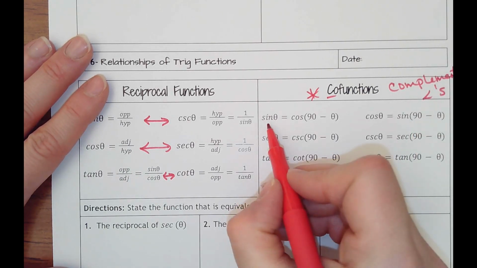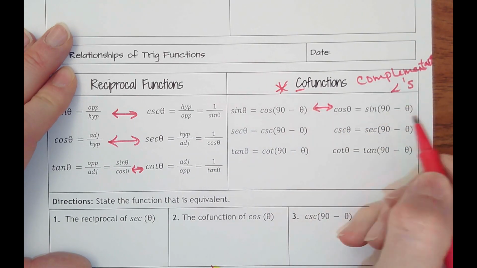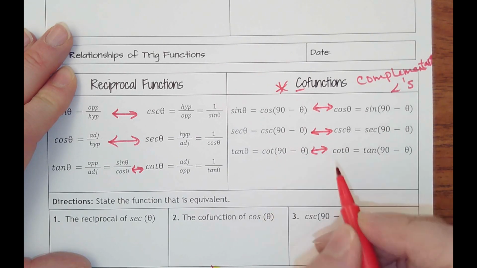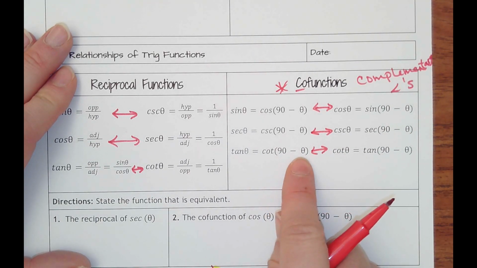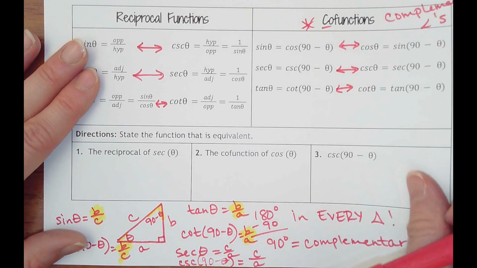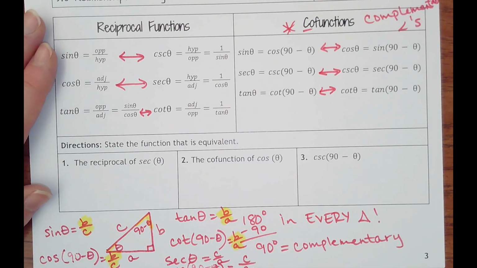Okay, so I've labeled them where they're across from each other. So sine and cosine, secant and cosecant, tangent and cotangent. And now this should make sense. This 90 minus theta is just the way we label this other acute angle. So with all that being said, I just picked 3 of them out. Hopefully this is an easy lesson for you.